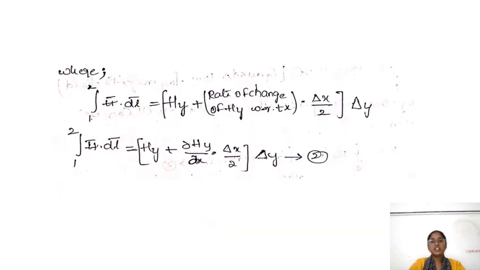That is equation 1, where the integral from 1 to 2 of H bar dot dl bar is equal to Hy plus the rate of change of Hy with respect to x, times delta x by 2, into delta y. The integral from 1 to 2 of H bar dot dl bar is equal to Hy plus dou Hy by dou x, times delta x by 2, into delta y. That implies equation 2.